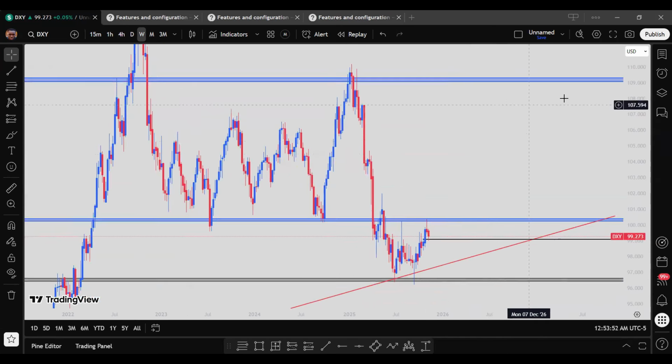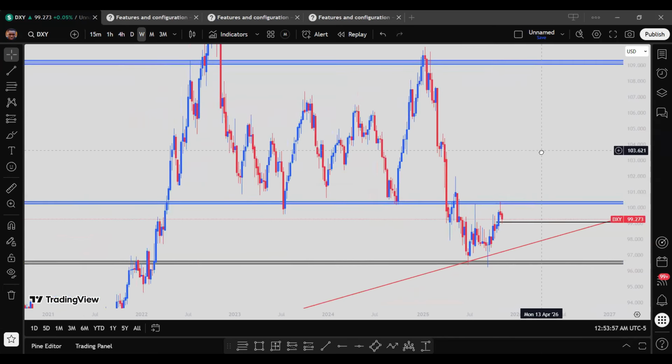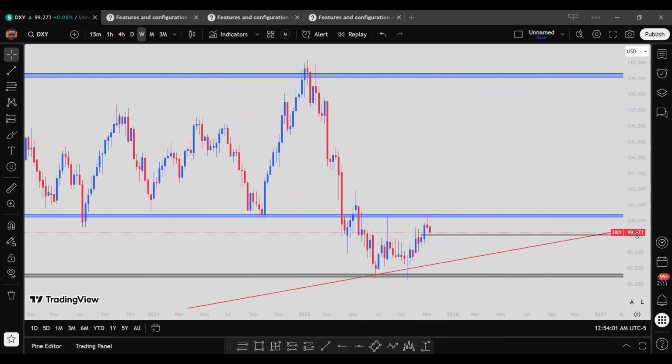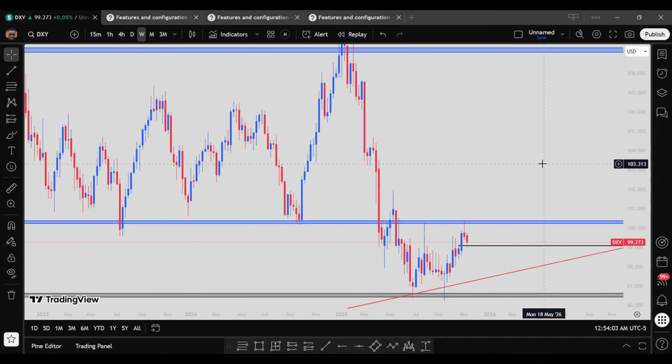So definitely if we get a breakout of this key level here, the USD pairs are going to continue dropping back to the downside while the USD continues moving back to the upside. So that's just my take on the DXY at the moment.